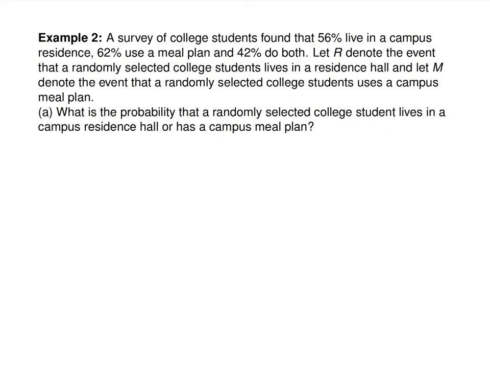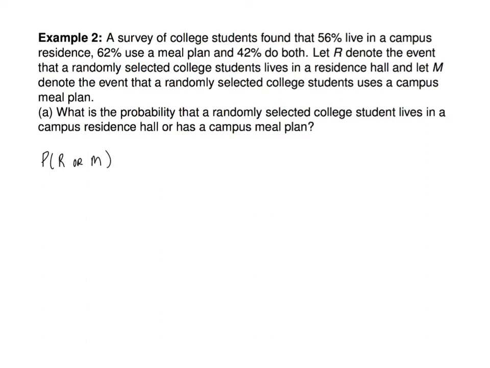Okay, a survey of college students found that 56% live in a campus residence, 62% use a meal plan, and 42% do both. Let R denote the event that a randomly selected college student lives in a residence hall, and let M denote the event that a randomly selected college student uses a campus meal plan. What's the probability that a randomly selected college student lives in a campus residence hall or has a campus meal plan? So what you want is probability of R or M.